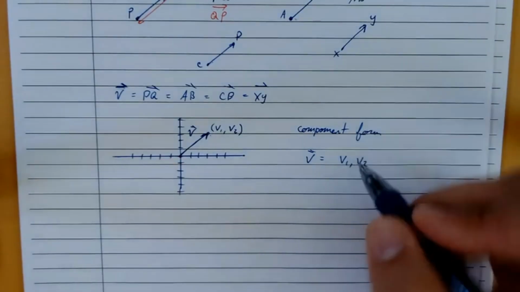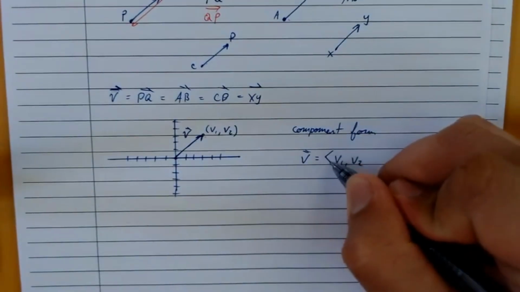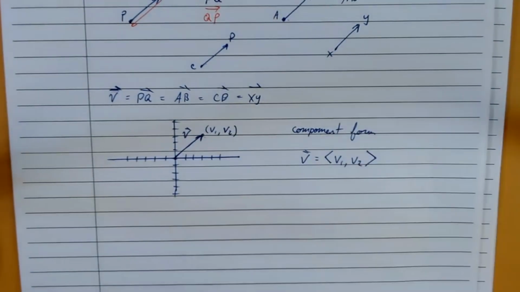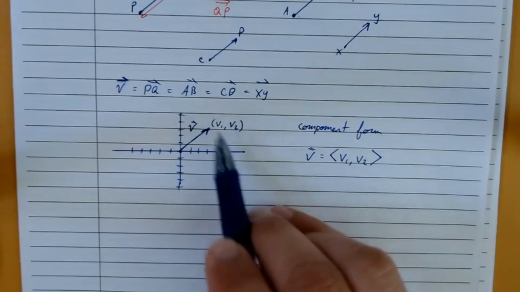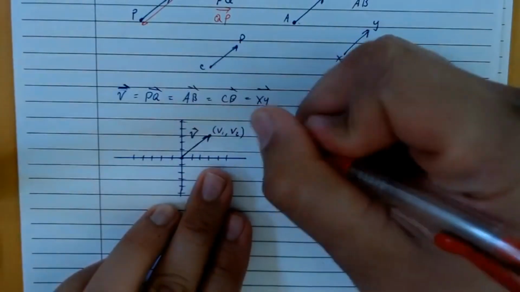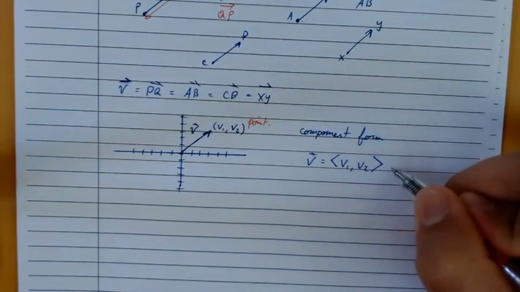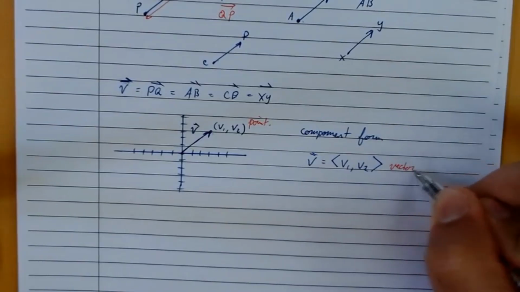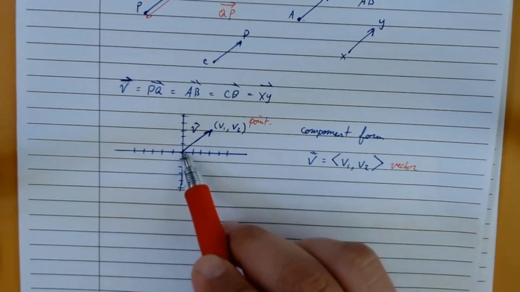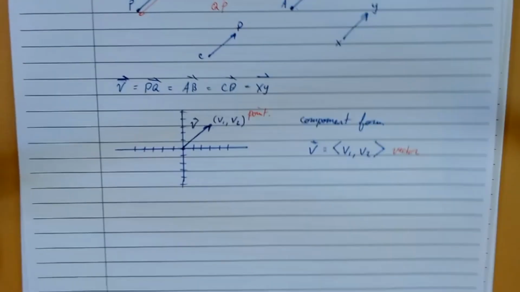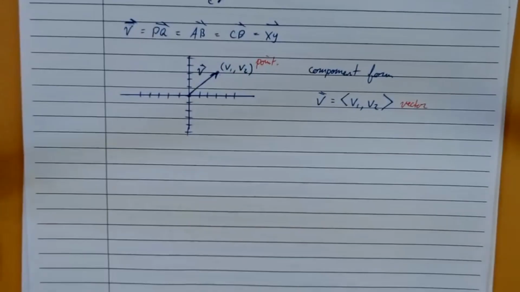So in order to distinguish this from the point, we have a different notation. We're going to use angled brackets. Note the distinction. If I say (v1, v2), this is a point. It doesn't have a distance or a direction. This right here is a vector. It has both a distance and a direction, namely the distance from the origin to that point and the direction from this to this. This is best seen with an example.